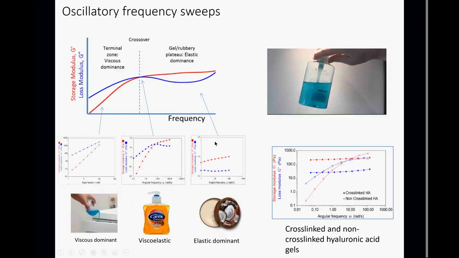Okay, another oscillation approach is to sweep the frequency. So then we apply a small constant stress or strain, and then we sweep the frequency.